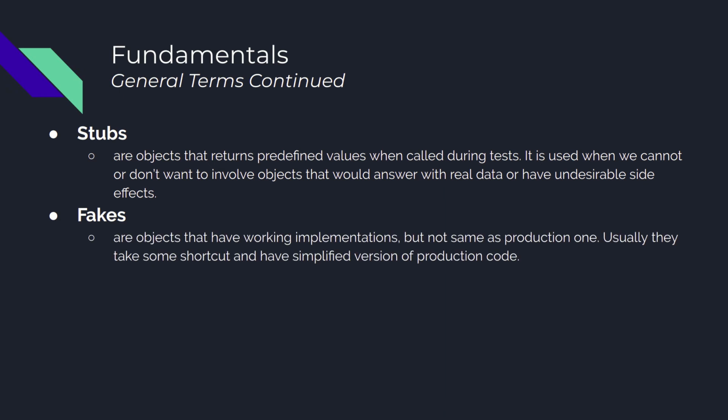Next one is fakes. Fakes are objects that have working implementations, but are not the same as the production one. Usually they take some shortcut and have some simplified version of production code. For example, let's say I know that if I run some set of functions, it changes the state of some hardware that I'm working with, and that whenever I ask for information, it will change over time. What I could do is have the fake act as if it were that piece of hardware, or act as if it was giving you a certain sequence of data that you're expecting, and then work that way.